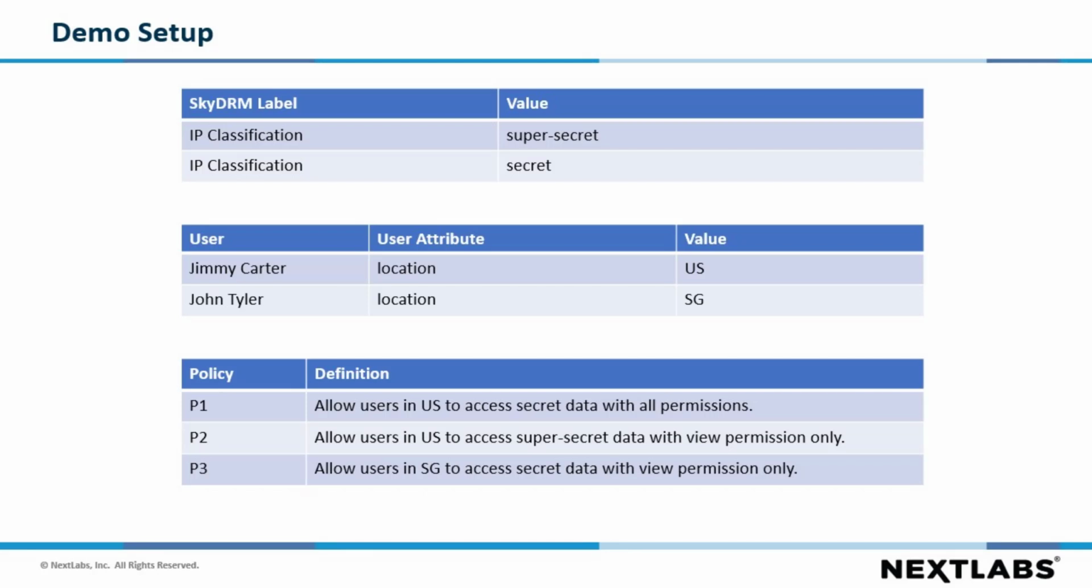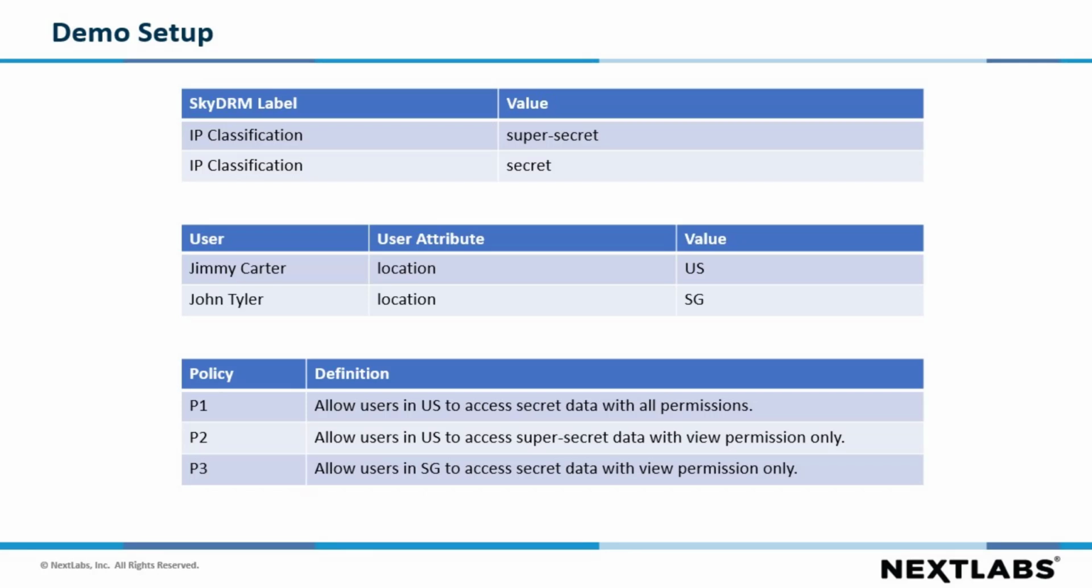In this demo, we will use the SkyDRM label IP classification with values super secret and secret to demonstrate four use cases. Two users are involved, Jimmy Cotter, who is in the US, and John Tyler, who is in Singapore. The following three policies are deployed in the demo.